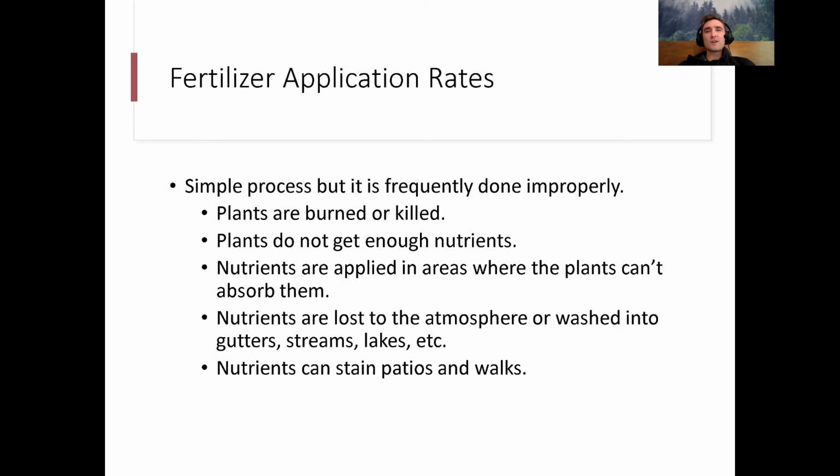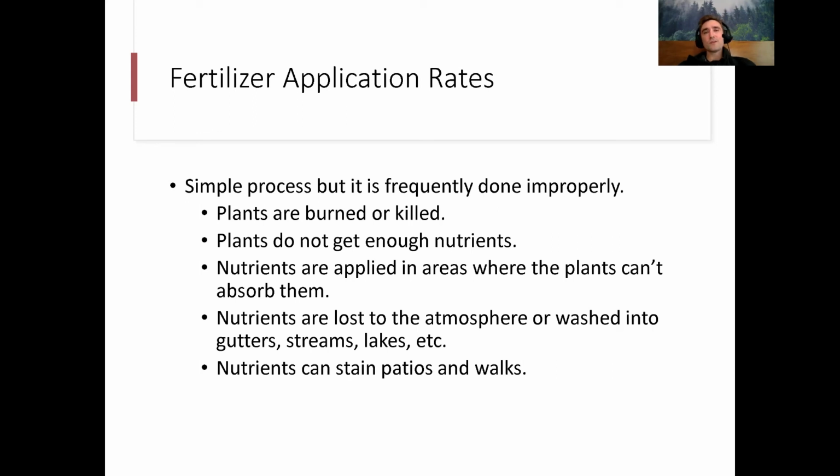So I mentioned it's all about the concentration, and so we need to understand how to apply fertilizer in various rates. It is a simple process, but it is frequently done improperly. A lot of people just say, if a little bit's good, a lot should be better. That's not necessarily the case. We want to make sure we apply exactly the right amount.